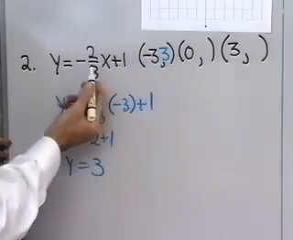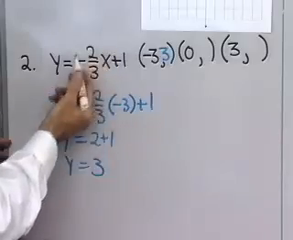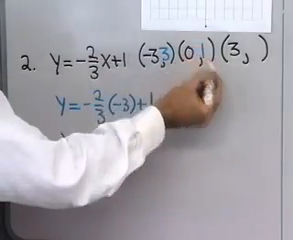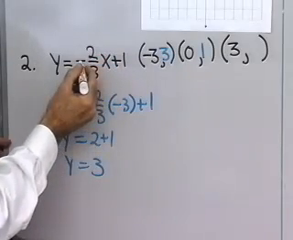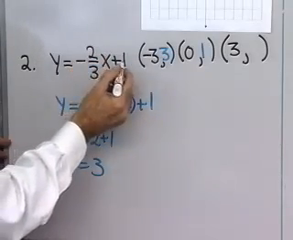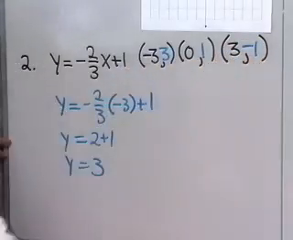When x is 0, I have negative 2/3 times 0, which is 0, plus 1 is 1. And when x is equal to 3, I'll have 2/3 times 3, which is 2, and it's negative. So I'll have a negative 2 plus 1. I'll end up with y equal negative 1.